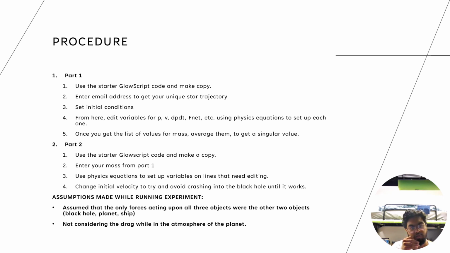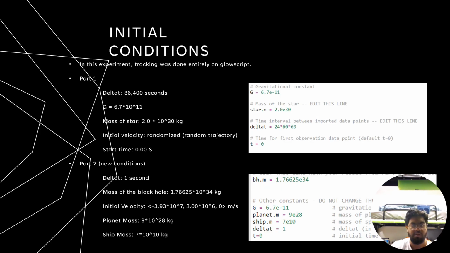For part 1, it's important to note that the systems were the planet and the black hole, and in part 2, you have 3 systems, the black hole, the planet, and the ship, in terms of how they interacted with each other. The initial conditions you can see listed here on the left, and then the code for it is on the right.